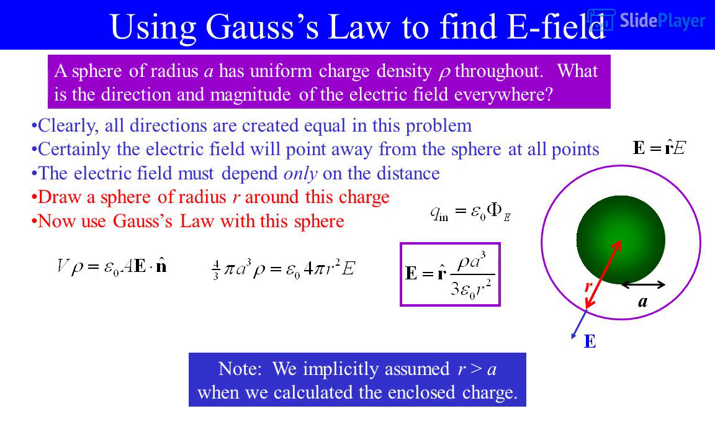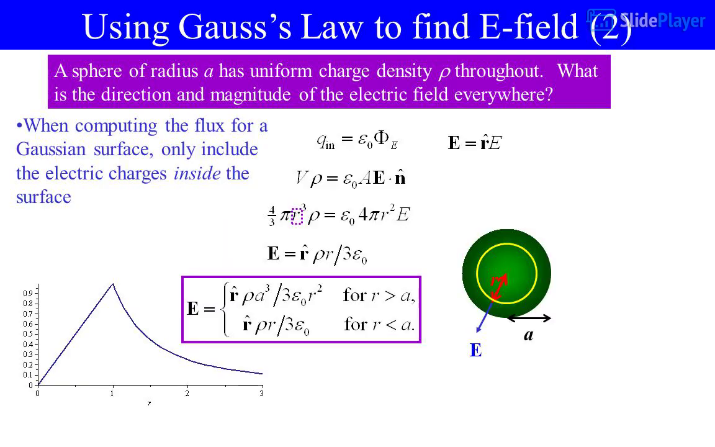Using Gauss's law to find E field. A sphere of radius a has uniform charge density throughout. What is the direction and magnitude of the electric field everywhere? Clearly, all directions are created equal in this problem. Certainly the electric field will point away from the sphere at all points. The electric field must depend only on the distance. Draw a sphere of radius r around this charge. Now use Gauss's law with this sphere. Note, we implicitly assumed r greater than a when we calculated the enclosed charge.